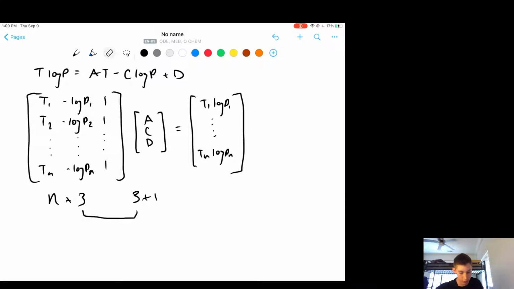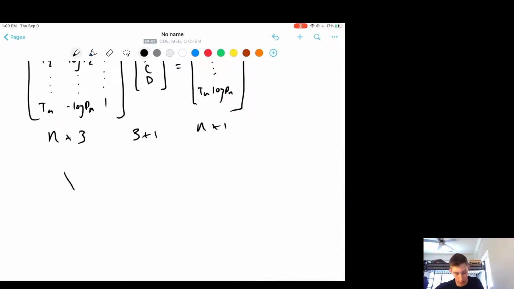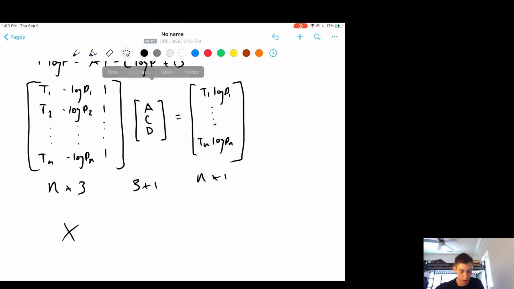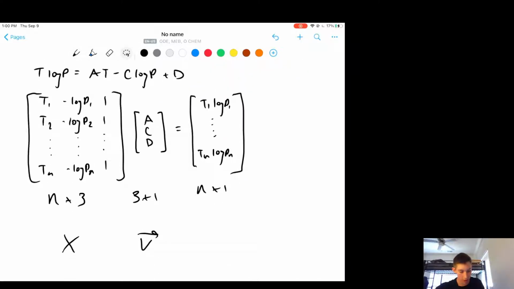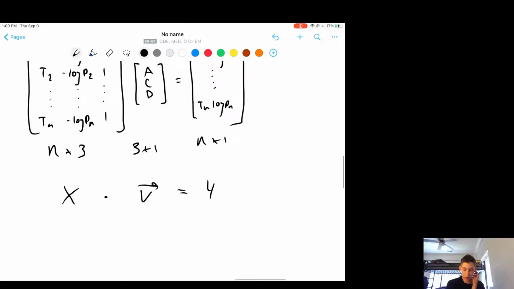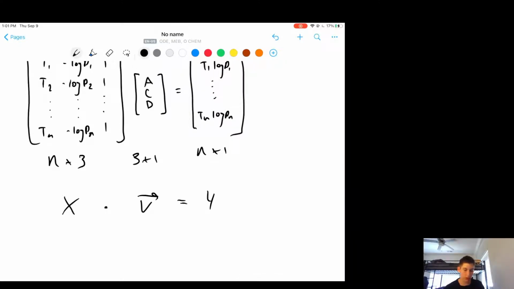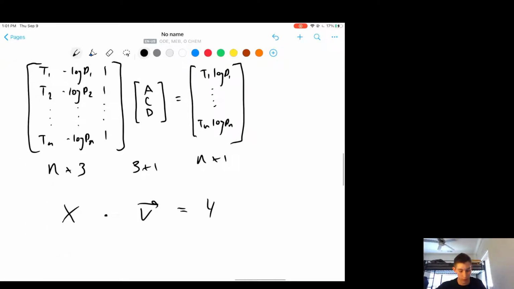So we can multiply because the dimensions match, and it'll come out with an n by 1. Let's call this matrix here our design matrix, we'll call it x. This is our column vector with the constants, we'll call it v. And this is also a vector, which we're just going to call y. So basically we're doing the design matrix times the vector with the constants equals a vector with our temperature multiplied by the log of the vapor pressure, and that's just because we had to modify the Antoine equation so we can get into this form.